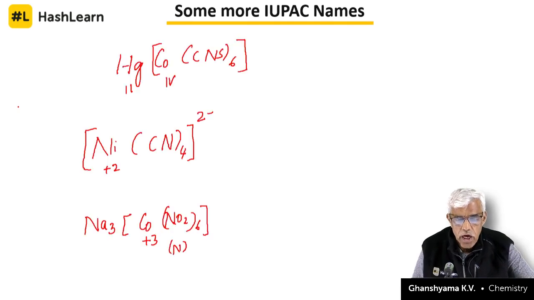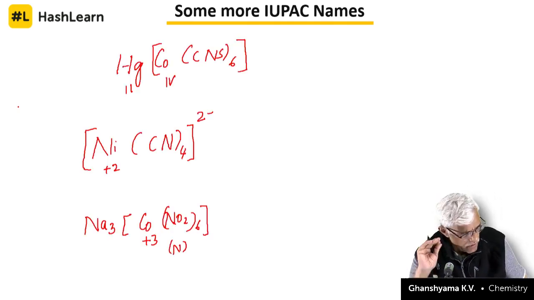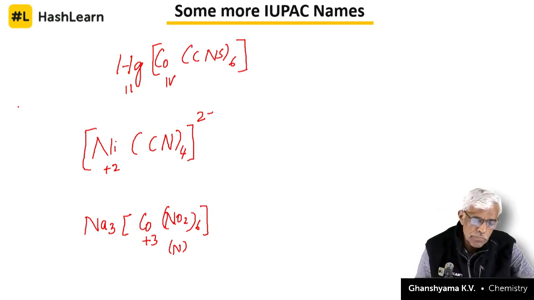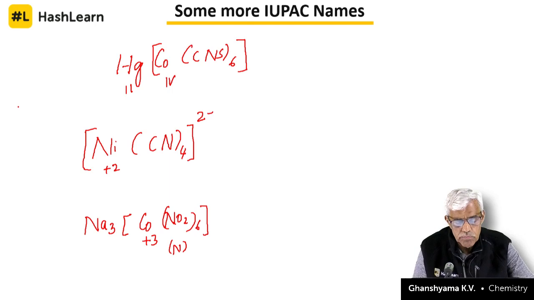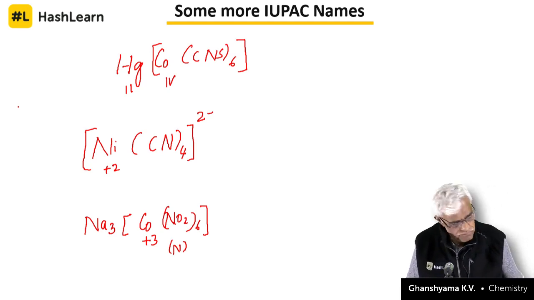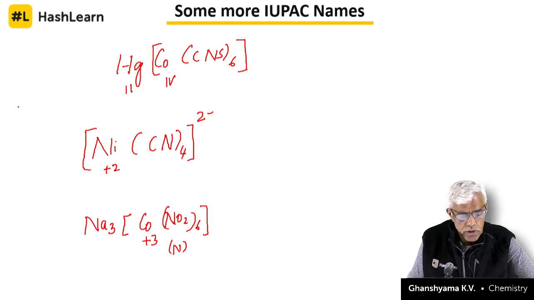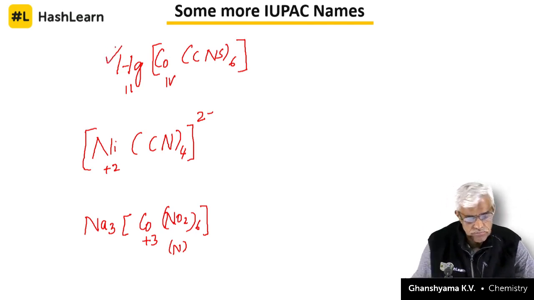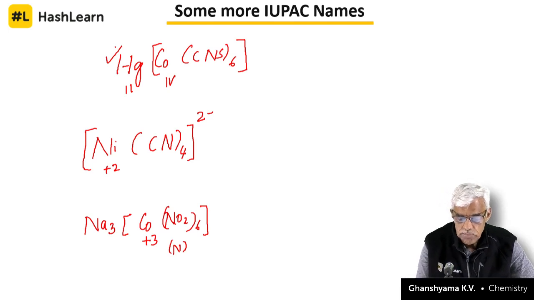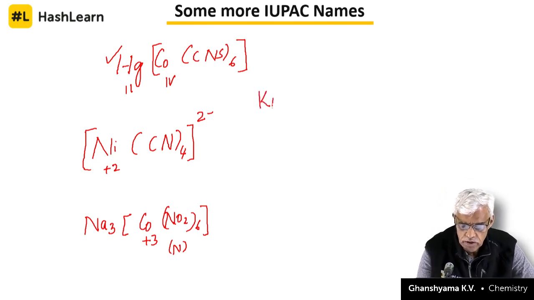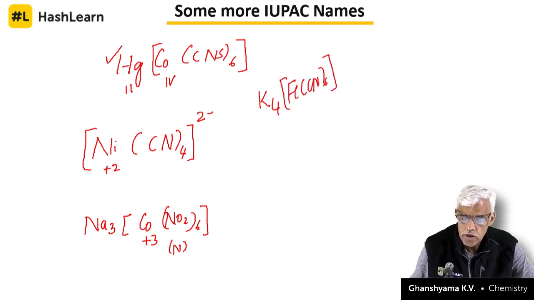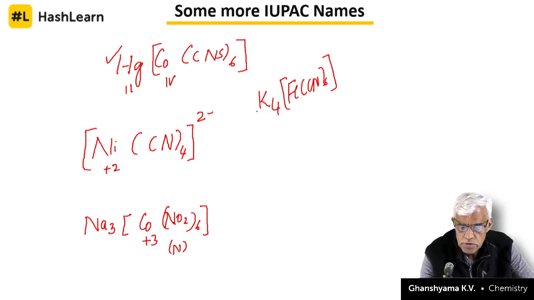some more IUPAC names. Here I have written Hg, Co, CNS 6 times. This is an anionic complex. The counter ion is mercury. Suppose the counter ion is potassium, K4 Fe(CN)6. You already know how to write the IUPAC name. This is potassium hexacyanidoferrate 2.